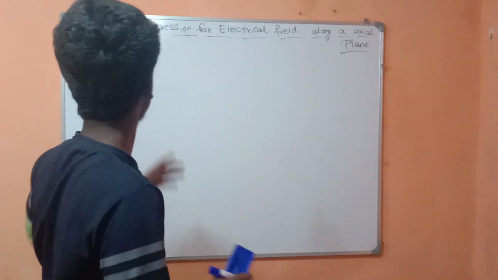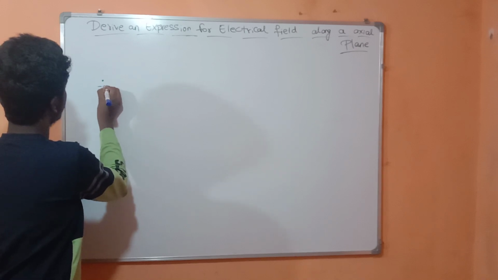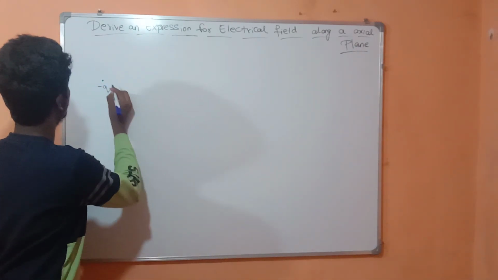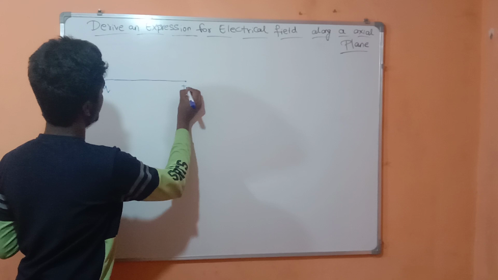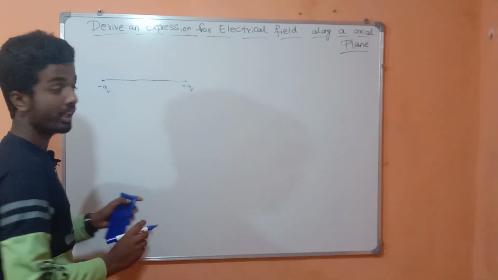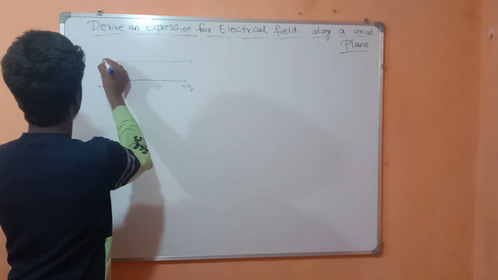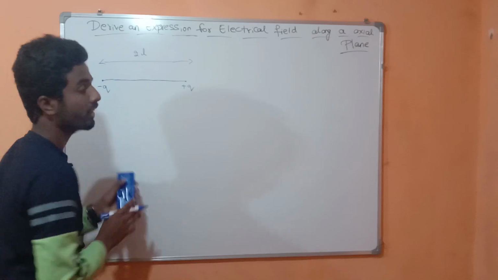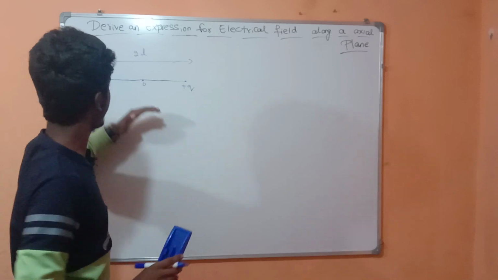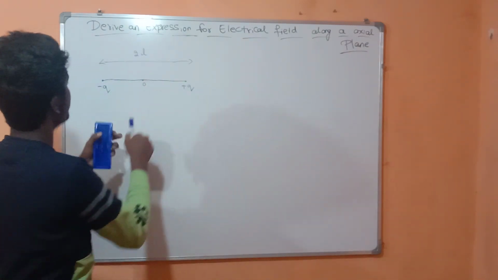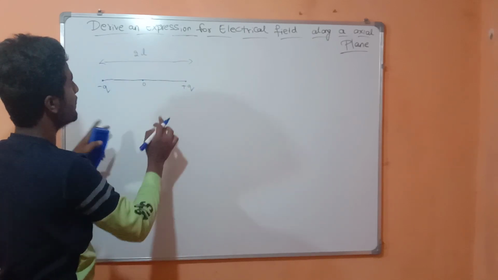Let me write it in a diagram, children. This point will be the negative charge. Charge is denoted by the letter Q. To the right, I will write the positive charge, children. The length of this dipole will be 2L. Let me consider a point O on the axis of the dipole, children. Point O is the midpoint. The total length of the dipole is 2L.